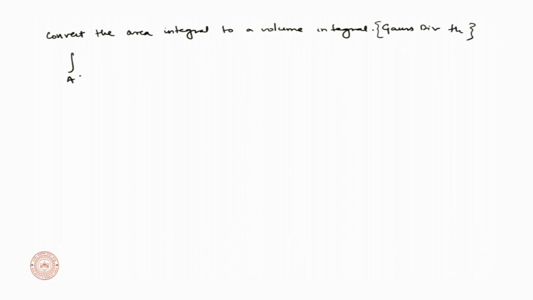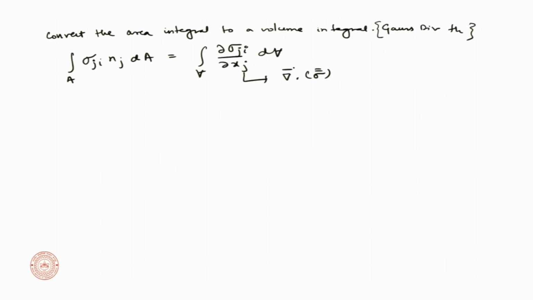So, the integral over A of sigma_ji N_j dA will become the integral over volume V of del sigma_ji over del x_j, the gradient of the stress tensor, dV. This term is just the divergence of sigma, del dot sigma. So, we substitute this into the governing equation.